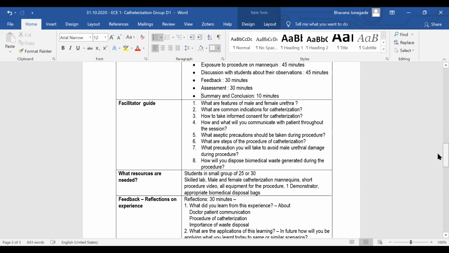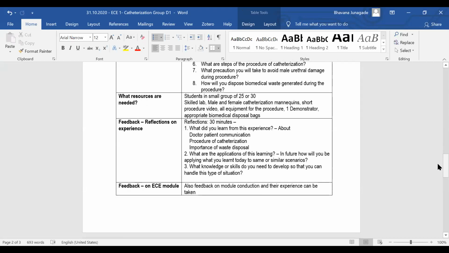So what are the resources needed? For every batch of 25 or 30, we will need a skills lab, male and female catheterization mannequins, a short procedural video, all the equipment which is needed for the procedure, one demonstrator, and appropriate biomedical disposal bags.